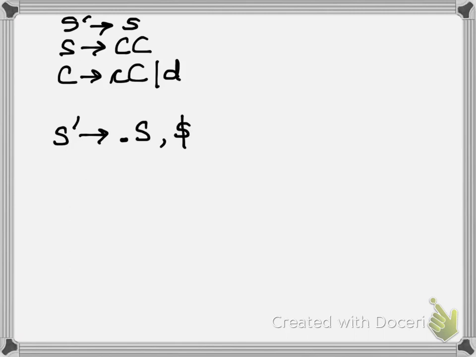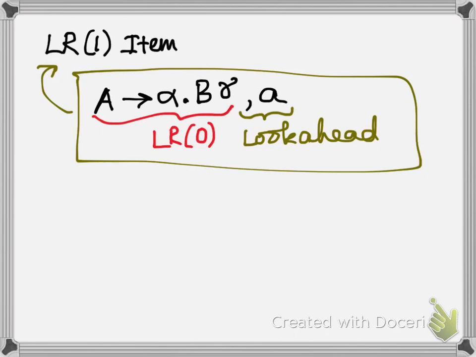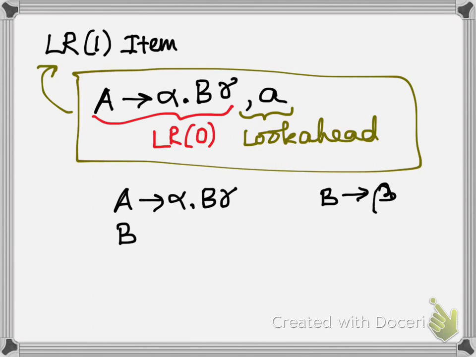Now we have to compute the closure of this item, our first LR1 item. So as we had seen earlier, closure was something like this. In case of LR0, to compute the closure of this item, we would take the B production. Suppose I have a B production like this, B derives say beta, then I would have an item added in this manner. So this would be the closure of this set.